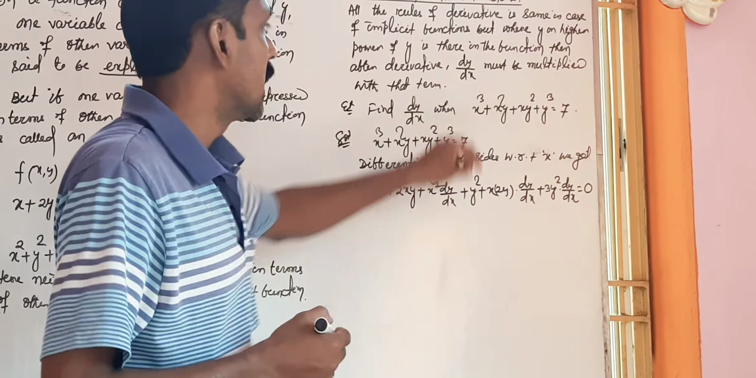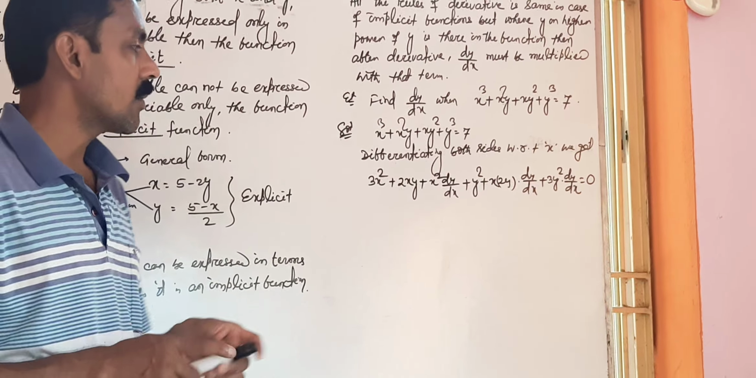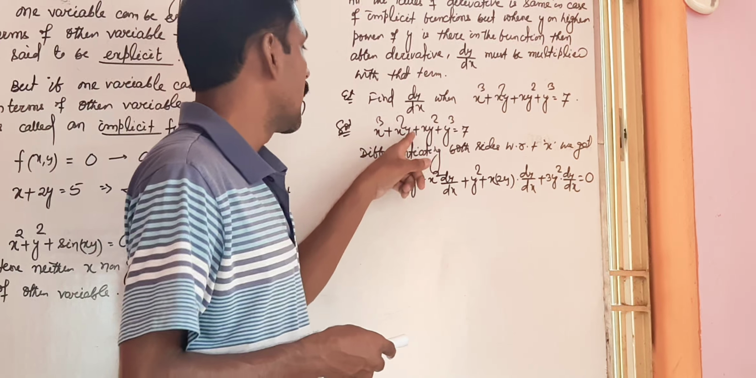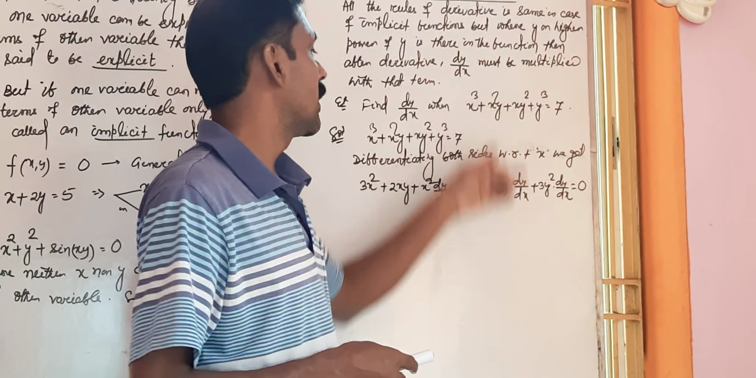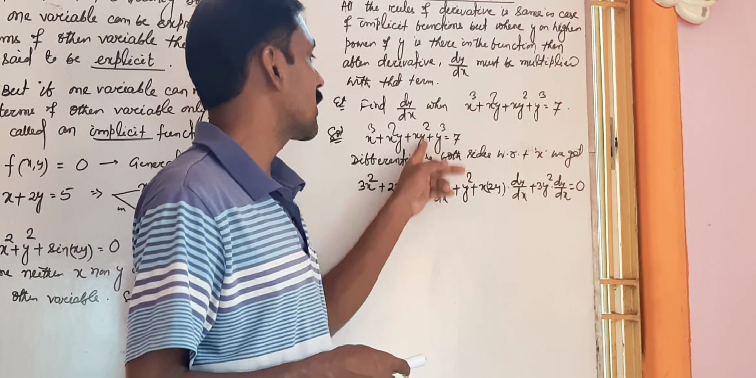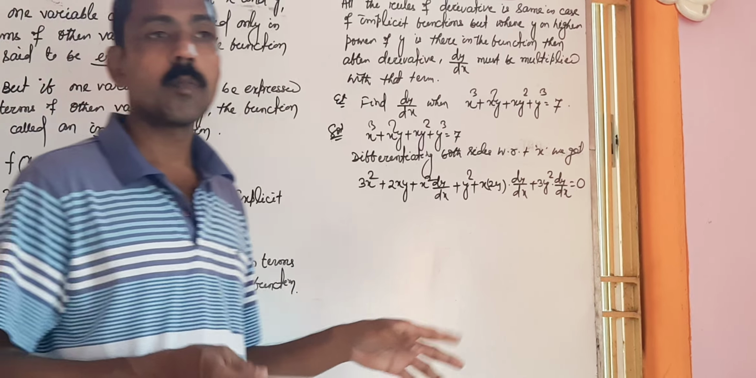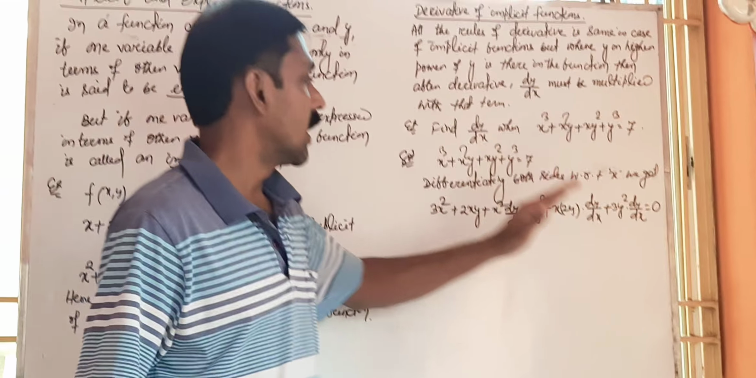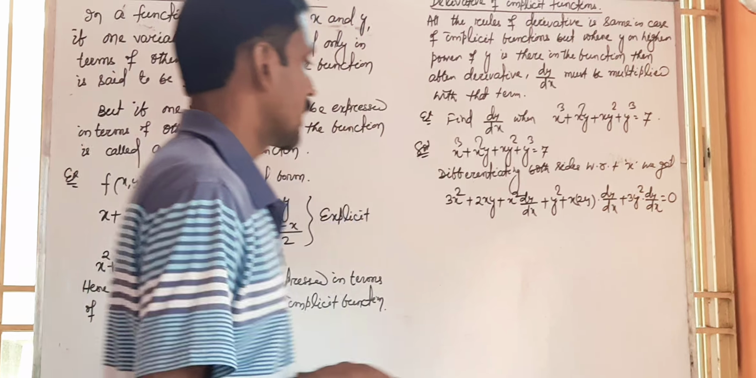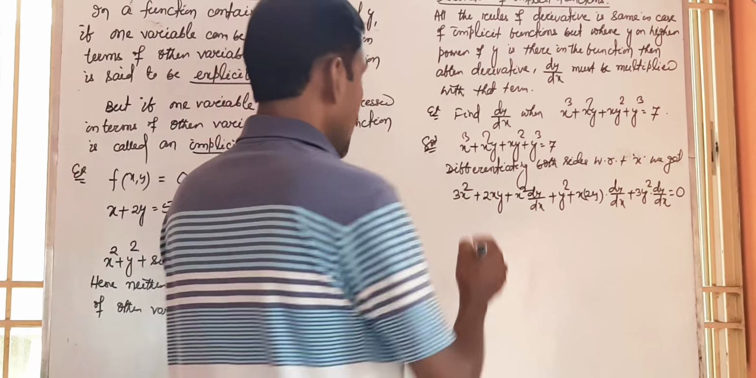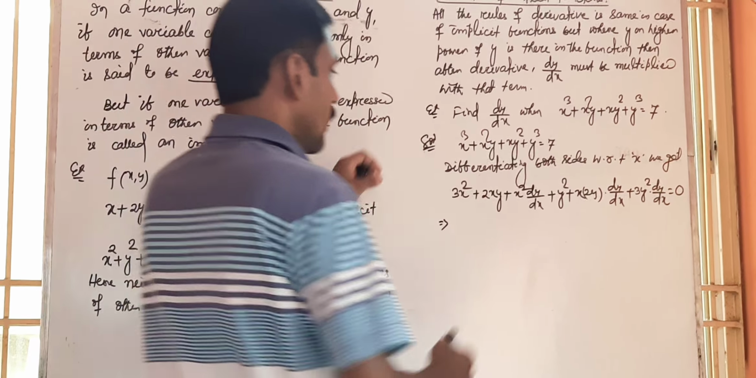Now here you see what I wrote: if the term contains y or a higher power of y, then after the derivative we will multiply dy by dx. So here the derivative of y is dy by dx, y square derivative is 2y into dy by dx. Whenever you find the derivative of y or its higher power, never forget to multiply dy by dx. It is 3y square into dy by dx. Now we want to find the value of dy by dx, so keep dy by dx on one side and take the other to the other side.